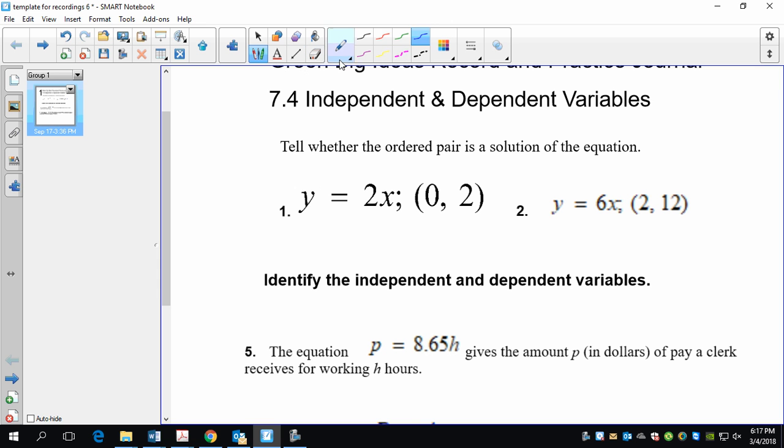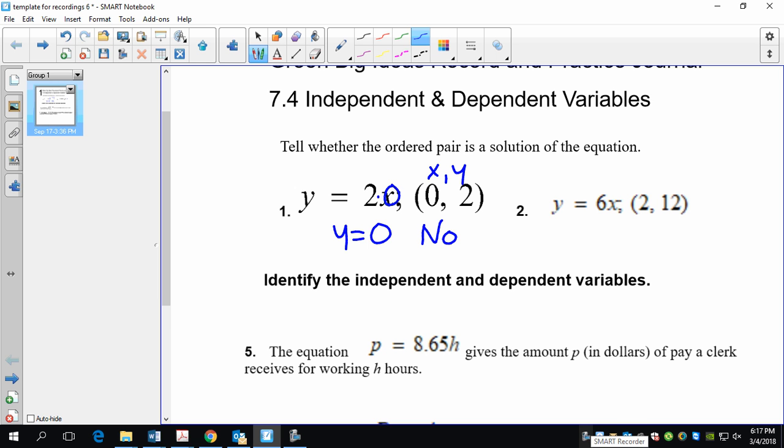What we want to do is plug in, because we have an x and a y here. The 0 would be the x, the 2 would be the y. If y equals 2x, we need to plug in that 0 for the x. Anytime a letter is written next to a number, that means multiply. So we simply want to multiply 2 times 0, and we get y equals 0. Right now, 0 comma 2 is telling us that the y is 2. So this is not a solution to that equation. So I'm simply going to put down no.